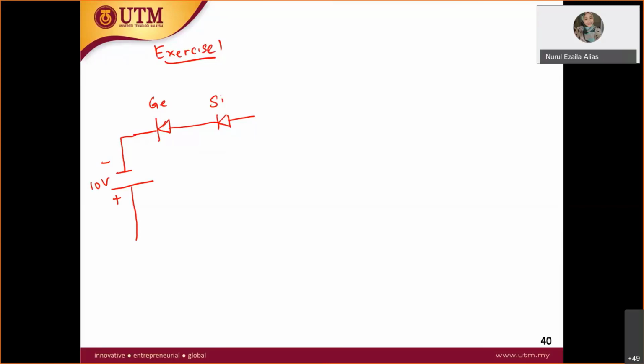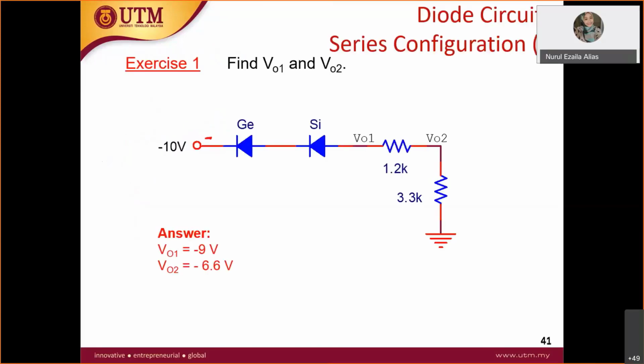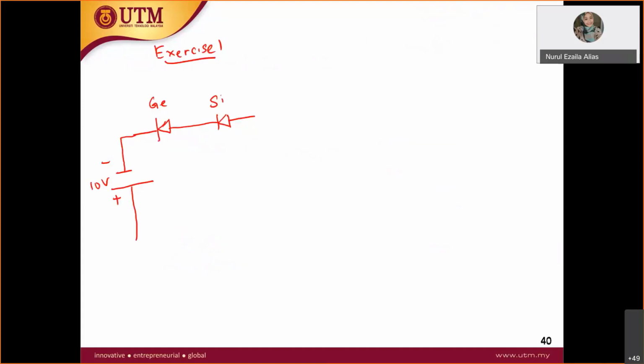So what else do you have? You have a resistor 1.2K and a resistor 3.3K. Redraw again. So you have this 1.2K, and then here you have, how much is this now? 3.3K.